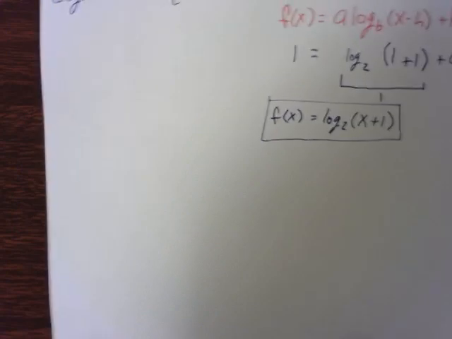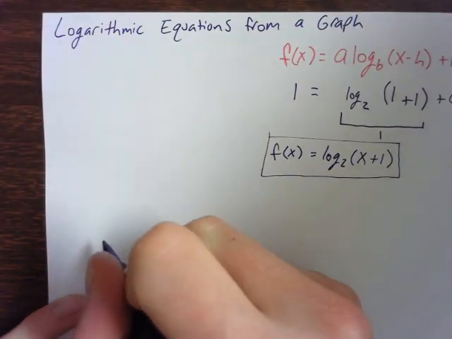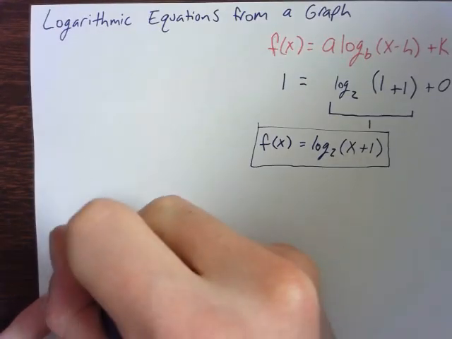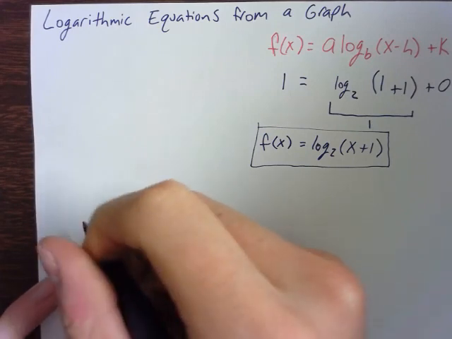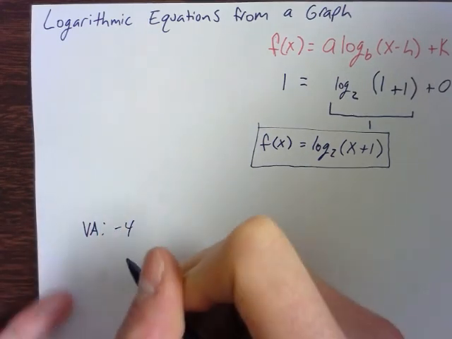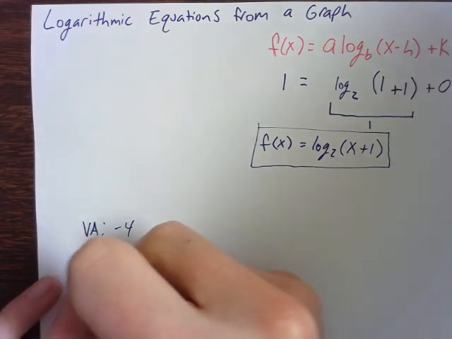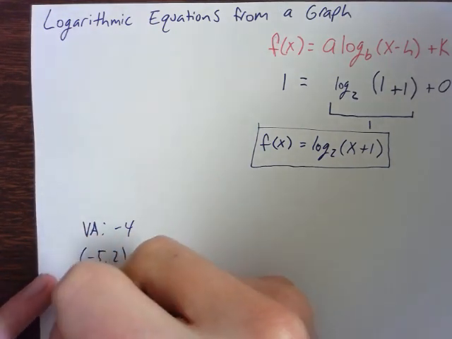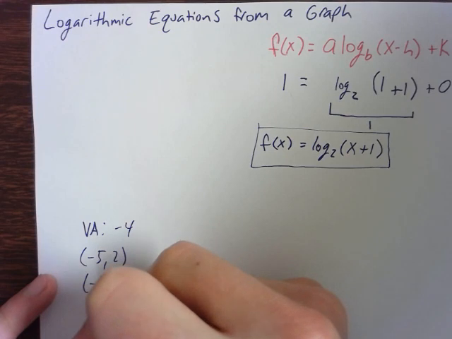This time I don't have a graph, but I do have my points. I have a vertical asymptote at -4. This one's going to be pretty interesting. I have a point at -5, 2, and a point at -8, 4.